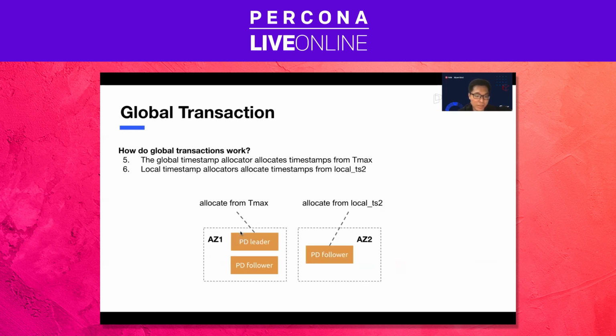The next step is the global timestamp allocator allocates timestamps from Tmax, which means Tmax becomes the starting point for the global timestamp allocator. As for the local timestamp allocators, they allocate timestamps from the new local TS. Now, Tmax must be higher than any local timestamps allocated before, and the local timestamps allocated afterwards must be higher than Tmax. So all the timestamps are in order, and the cluster conforms to non-reusability.